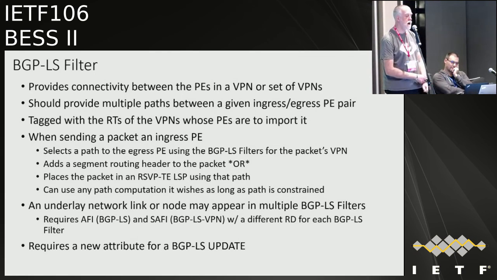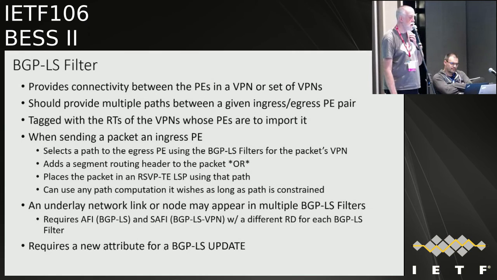We're tagging the filter with the RTs of the VPNs for the PEs that support it, so that makes the import work. And then when you send a packet, you select the path to the egress PE from that LS filter. You add the segment routing information into the header, or place the packet onto the right LSP, depending on what your forwarding plane is. And you can use any computation tool or engine that you want for that.